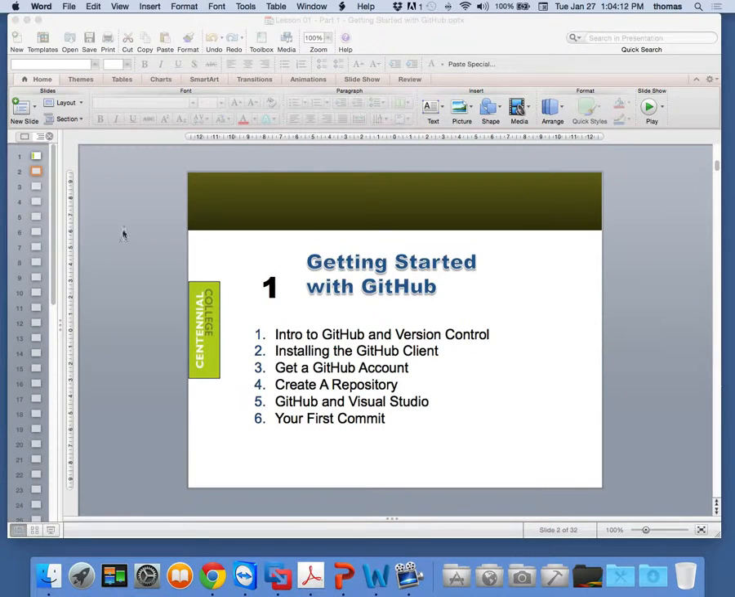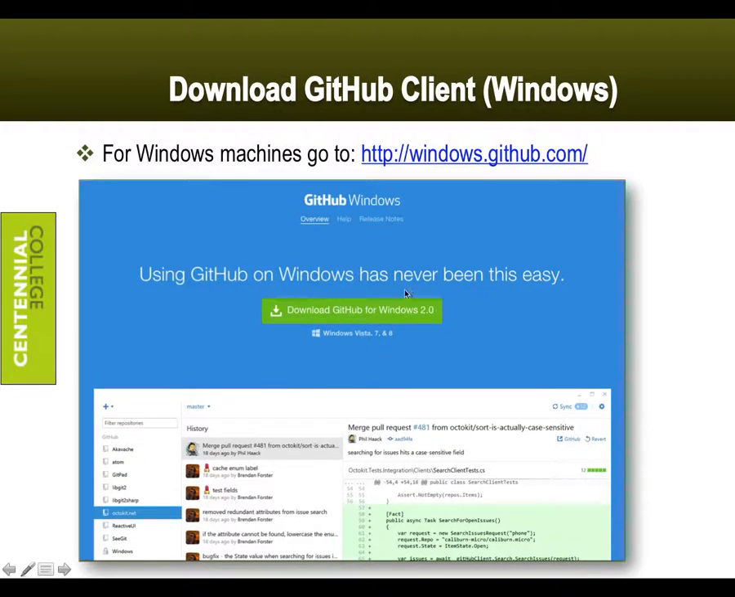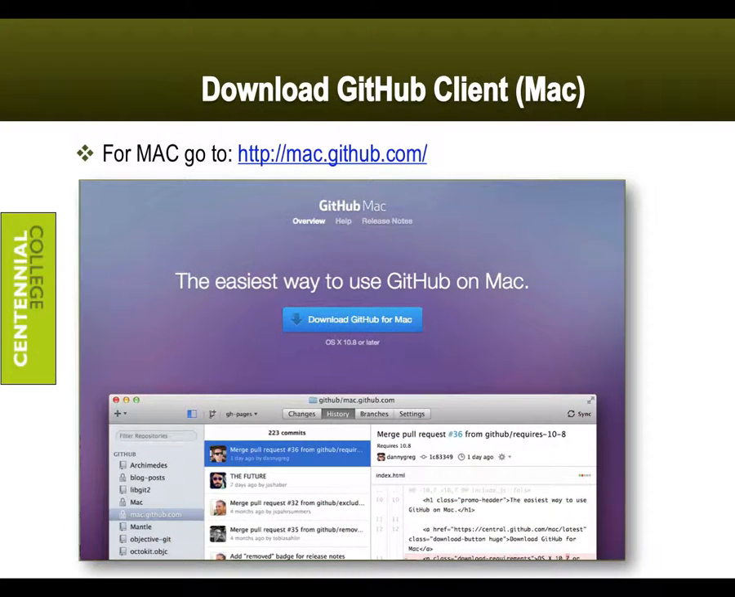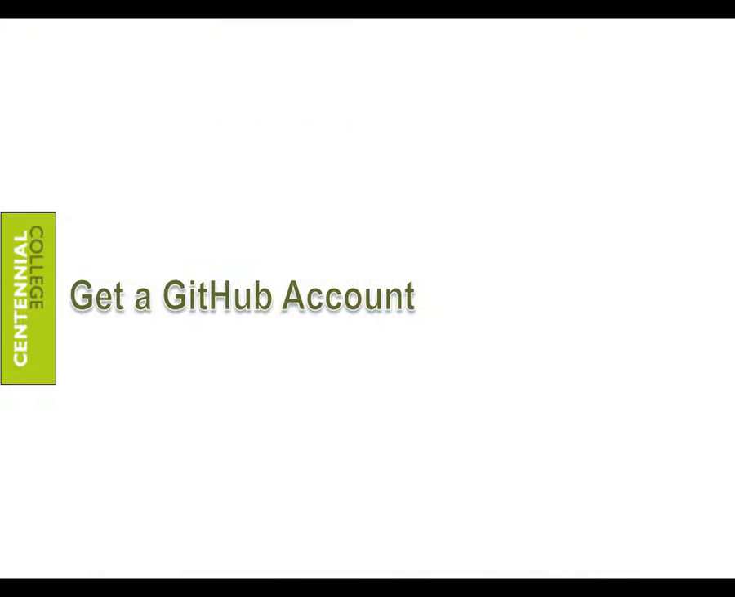Let me get out of this for a second and continue with this little presentation. This is where you download your stuff for Windows. It's windows.github.com if you want to download your app. It's a good little helper app. For Mac, it's mac.github.com where you download your Mac app if you're a Mac user.